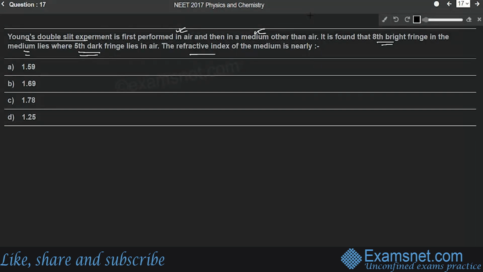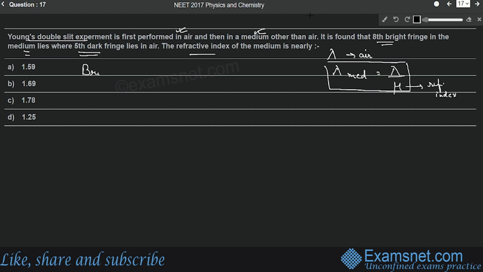Okay, so we know that whenever medium is changed, wavelength or lambda also changes. That means if lambda is the wavelength in air, then the lambda in a medium will be equal to lambda in air divided by the refractive index of the medium. So here we have to find the value of refractive index. Now it is said in this question that eighth bright fringe in the medium lies where fifth dark fringe lies in air. So first we'll talk about the bright fringe.